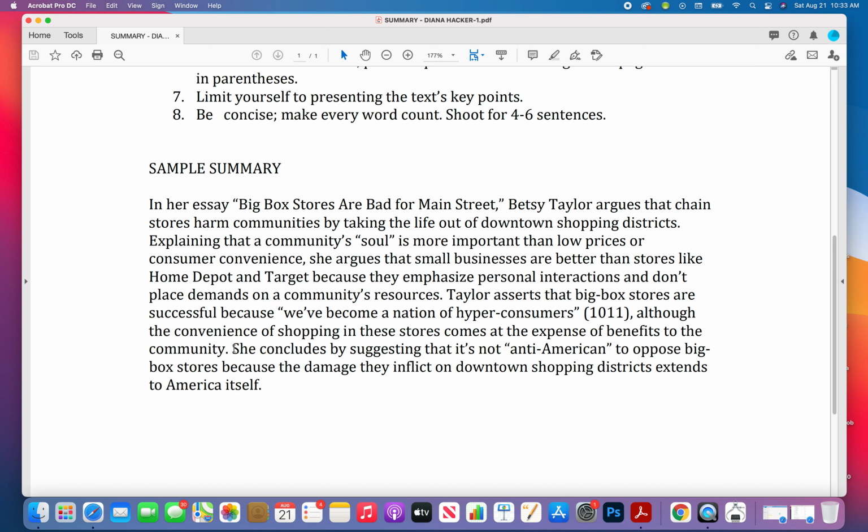And then at the end, now we're rewording the conclusion. What did this person learn over the course of their journey? What do they suggest? She concludes by suggesting that it's not anti-American to oppose big box stores because the damage they inflict on downtown shopping districts extends to America itself. So that's basically what you're looking for.